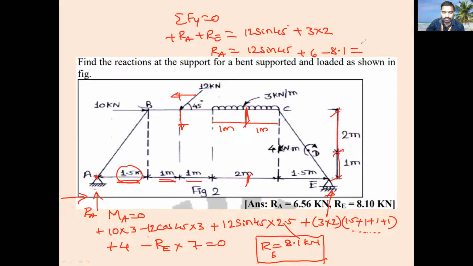Calculate RA value. 6.38 kilonewton. See what is given in the answer? 6.56. Are you getting the correct answer? Yes, sir, correct. There will be a small mistake. So that is 6 point something, and that is also 6 point something. So this is the correct answer.